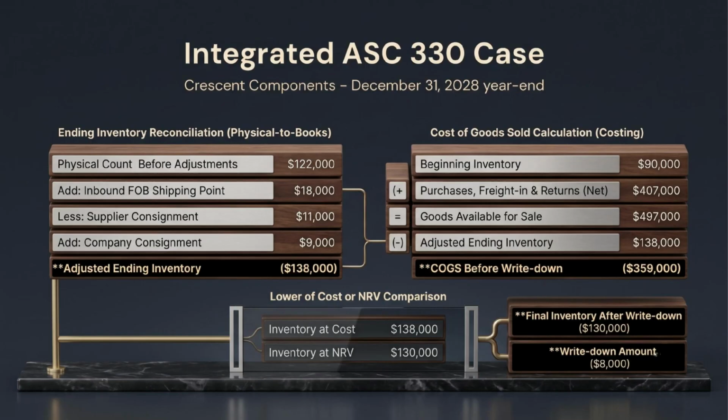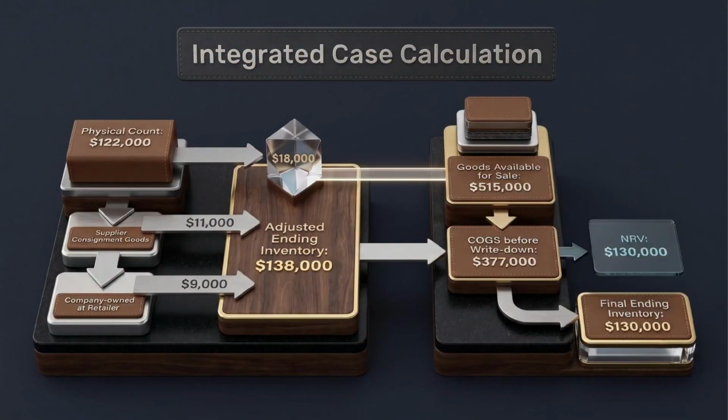Supplier consignment goods of $11,000 were included in the physical count. Company owned consignment goods of $9,000 are at a retailer and were not counted. The NRV of adjusted inventory is $130,000. The task is to compute adjusted ending inventory, COGS before write down, final inventory after write down, and the write down amount. Work through cutoff first, then valuation second.